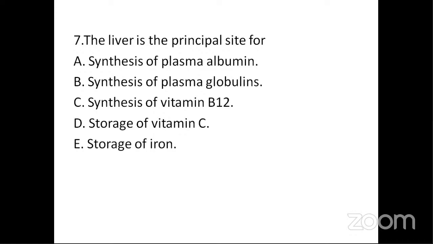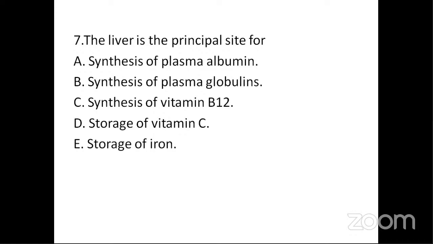And the liver is the principal site for synthesis of plasma globulin. False. Immunoglobulins are produced by ribosomes in the lymphocytes. And the liver is the principal site for synthesis of vitamin B12. It is false again. Vitamin B12 is ingested in food, absorbed complexed with intrinsic factor in the terminal ileum and stored in the liver. So it is false again.